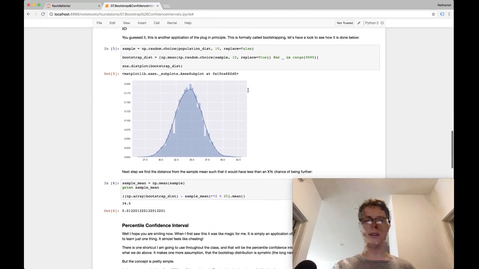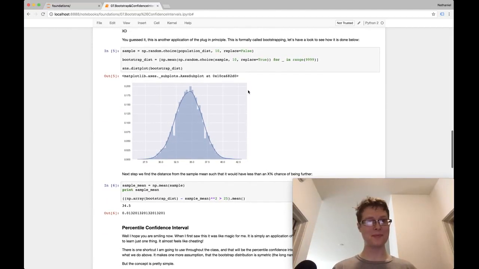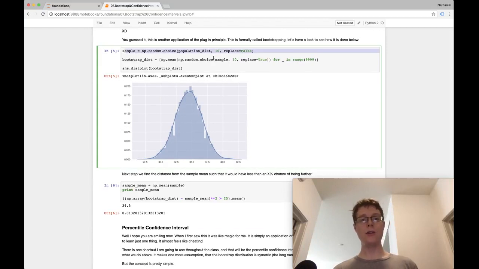It's pretty simple. We go ahead and sample a sample. In real life, this is exactly what we would have access to, this sample right here. Just like we did before, we sample from the sample. We sample, in this case, 10 from the sample, because this is what we would have done in the population distribution to figure this out.